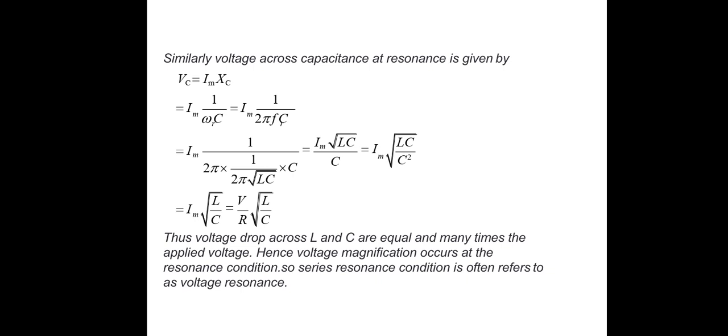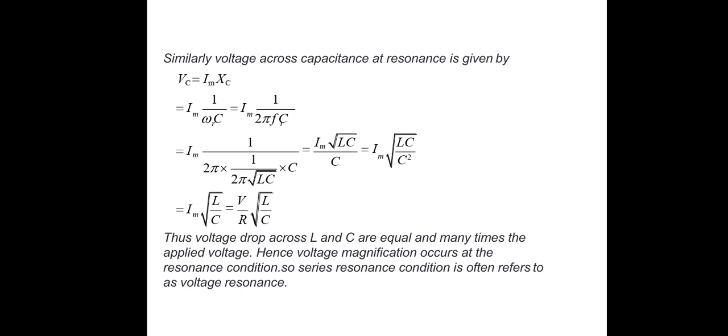Again you have to cancel 2 pi, and what is left? Im into root Lc by C, and again you will get the result Im into root over L by C. So here the root over L by C is there, instead of Im, since it is a series resonant circuit. Therefore the maximum current is equivalent to the ratio of the applied voltage to the resistance, so V by R instead of Im. V by R into under root over L by C.